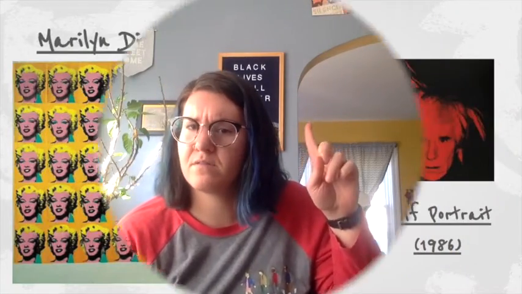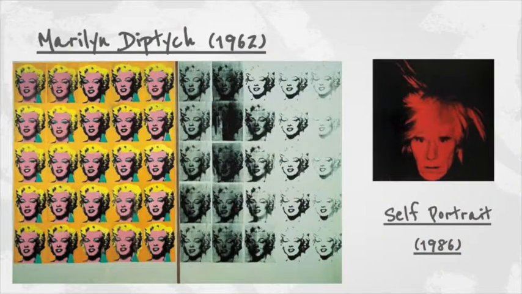What do you notice? This is the Maryland diptych, made in 1962 by Andy Warhol. You see on the right is a self-portrait, meaning Andy Warhol took that picture of himself. What do you notice in the Maryland diptych?